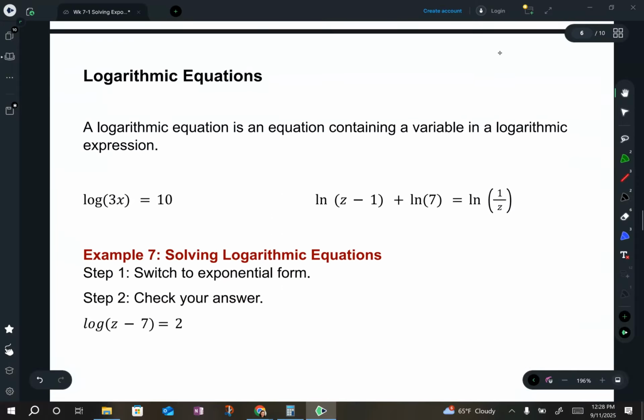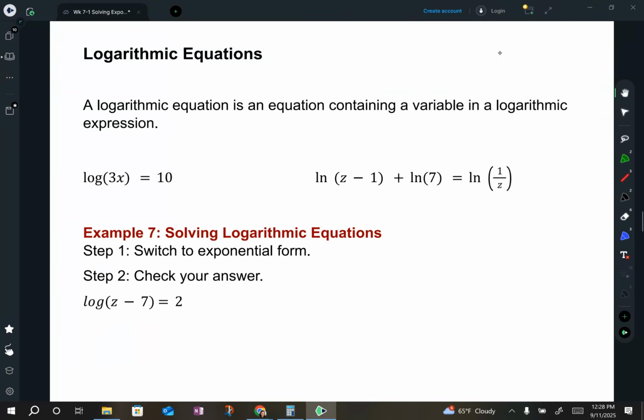All right, let's solve some logarithmic equations. Logarithmic equations are equations that have the variable in the logarithmic expression. Usually when we solve these, we'll be solving something like log of 3 times x equals 10, or this big natural log equation, where we're going to try and find the value for z that makes that true.